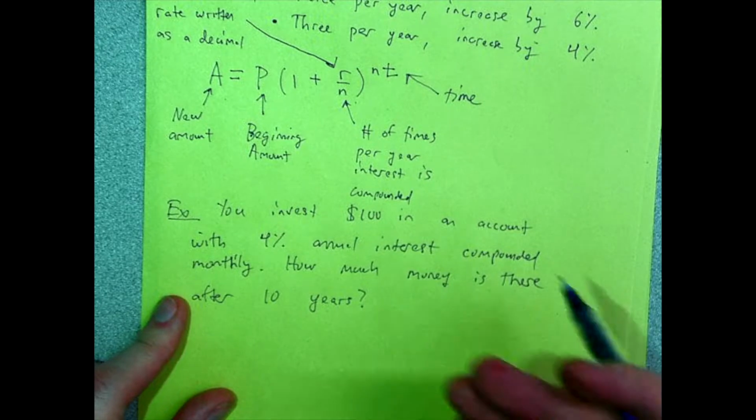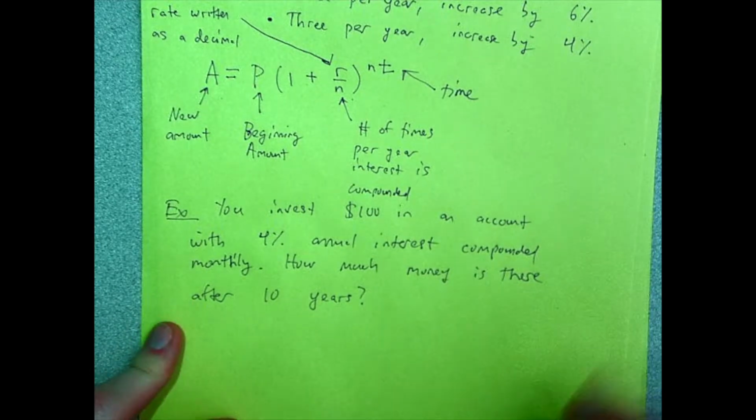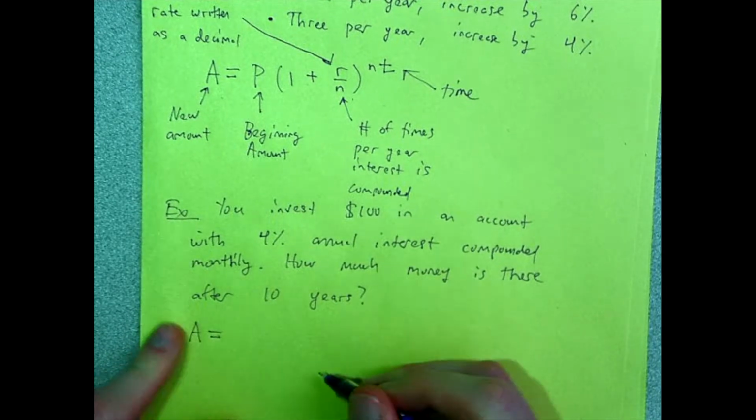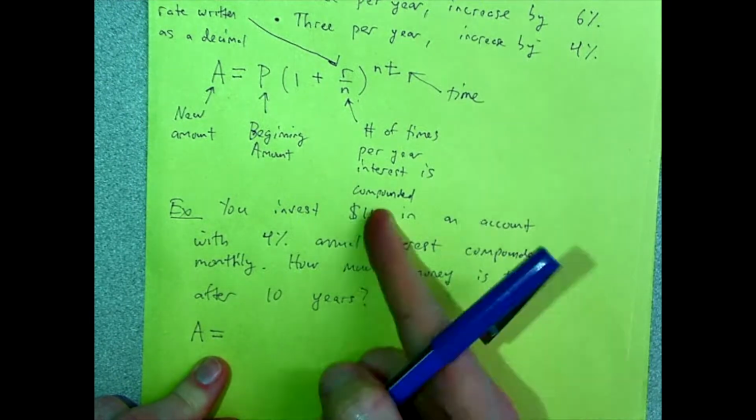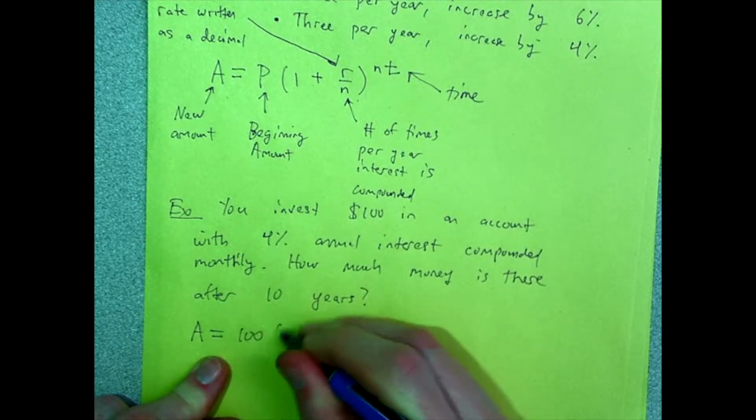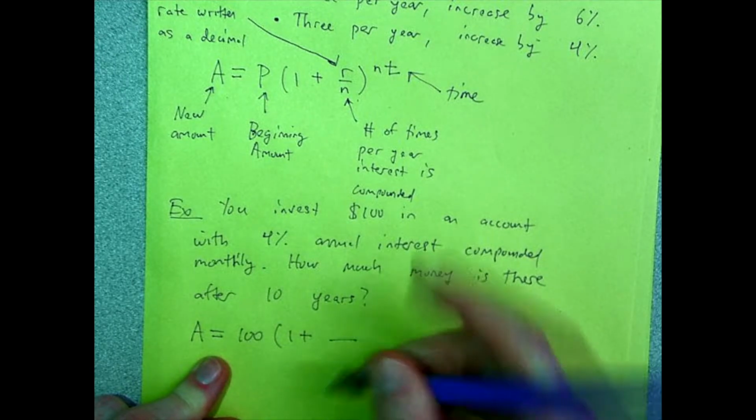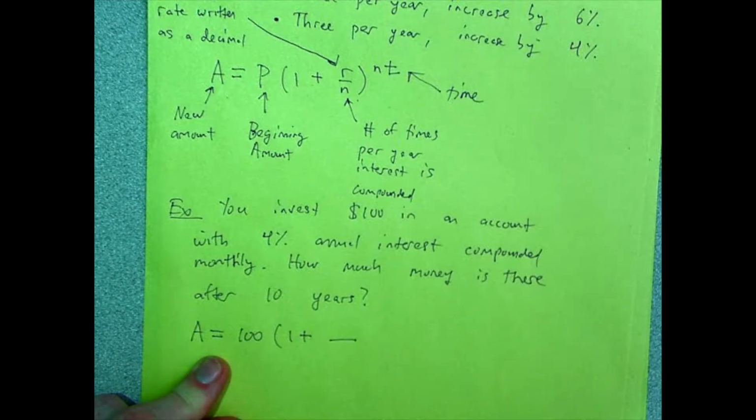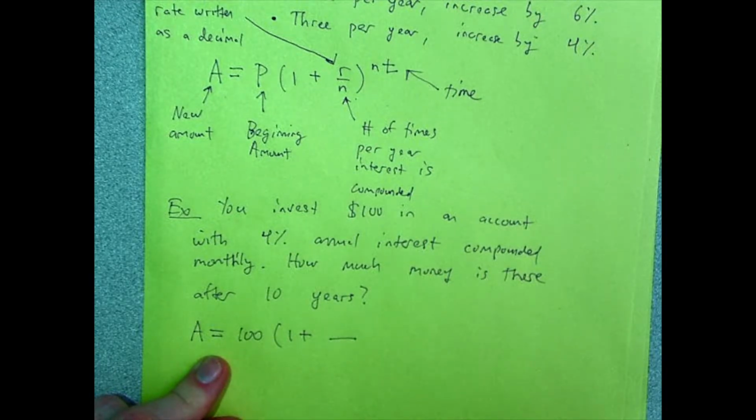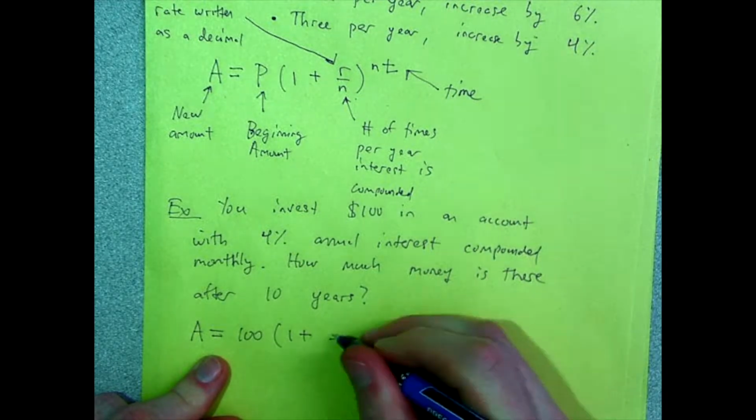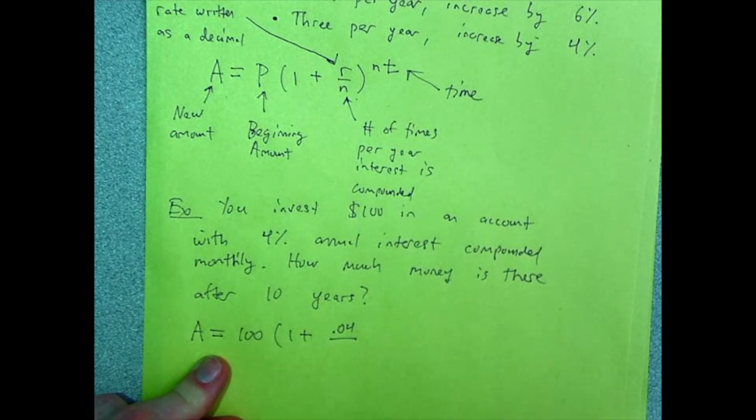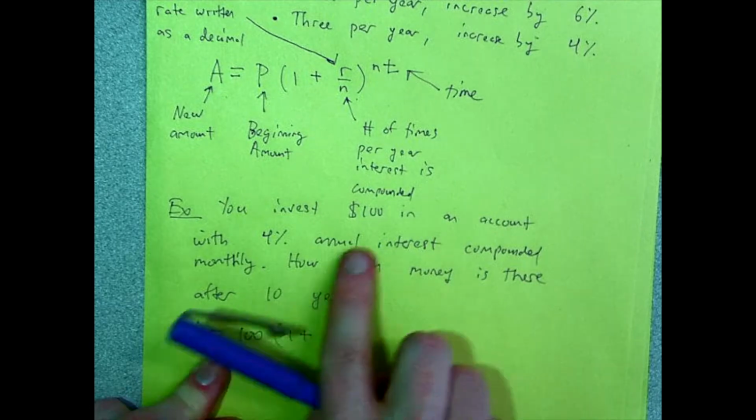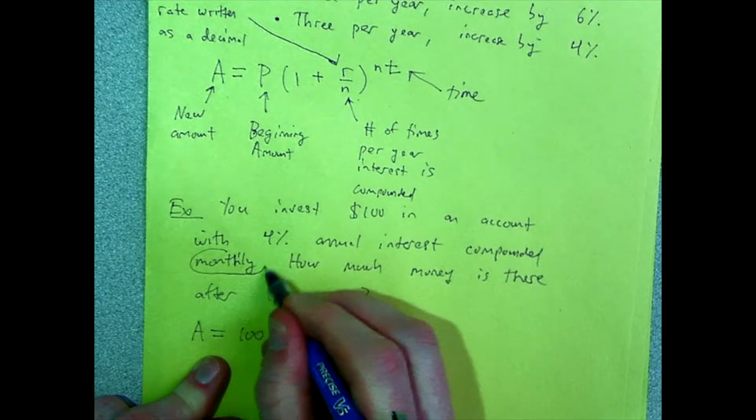So A is going to be left as a variable. P is the beginning amount, the so-called principal. That would be $100 in this case. 1 plus R is the percent annual interest rate written as a decimal. We've got 4% annual interest. So, written as a decimal, that's 0.04. N is the number of times per year you are compounding. Here we are compounding monthly, which means that we are compounding every month. In other words, 12 times per year.